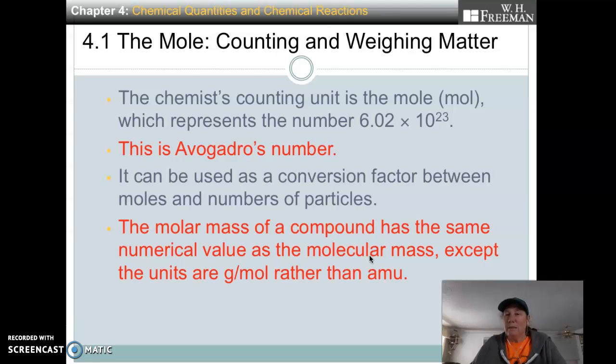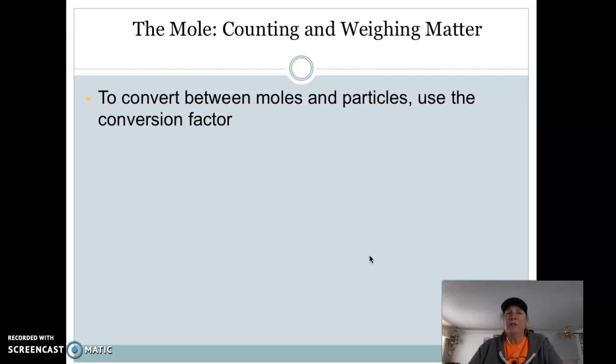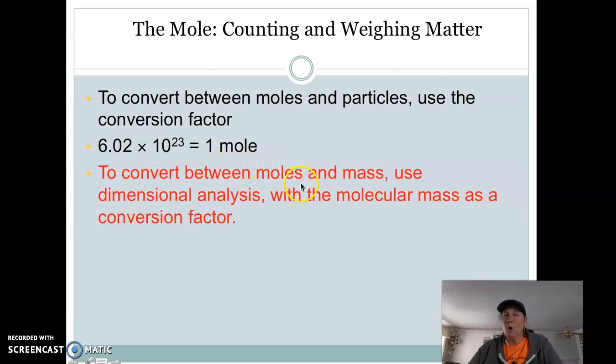Molecular mass is the mass of all the atoms when you add everything together. And again, we can use grams per mole instead of AMU. So to convert moles and particles, that's Avogadro's number, we use 2 conversion factors. Remember, 1 mole of any substance has Avogadro's number of atoms or molecules. If you're doing elements, it's atoms. If you're doing compounds, it's molecules. So it just depends on which one you use. It's the same number. If I want to convert moles and mass, I use dimensional analysis, where I just keep converting until I get to the place I want to go. Molecular mass is a conversion factor. 1 mole of any substance is whatever its mass is from the periodic table.